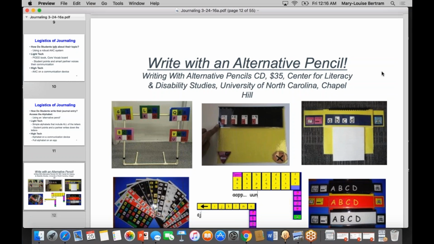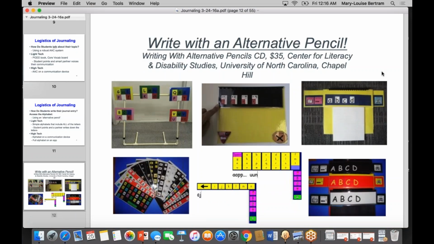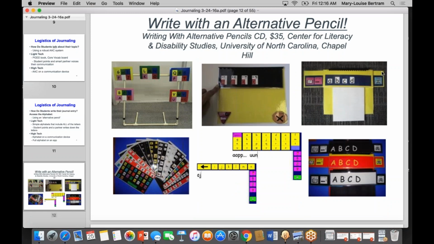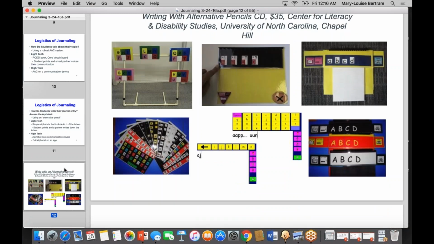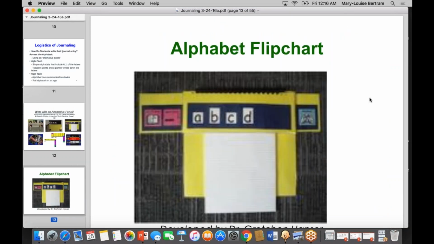But now we're going to show you the types of pencils that are really likely to be used by most students who have Angelman's syndrome. So let's just look at the next slide. So this is an alphabet flip chart. Some students use that. It would be used if you have a hard time pointing to an alphabet with smaller letters. So some of our students can point to these because they're larger.